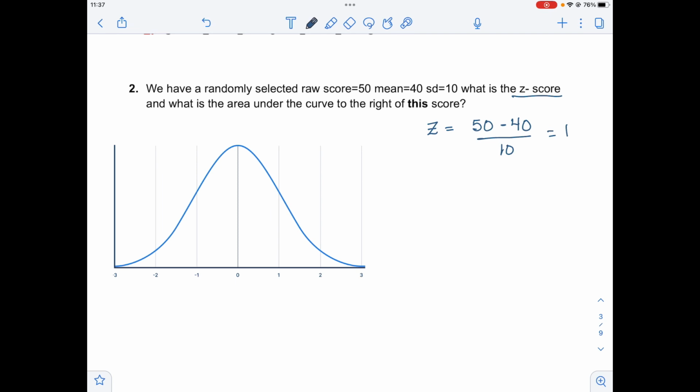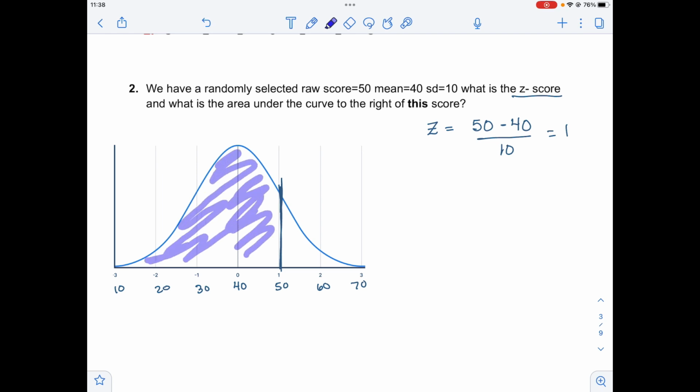Then when we look at our table, we can think about this. If our mean here is 40, and every standard deviation goes up by 10, that's 50, 60, 70, and 30, 20, and 10, and we fall right here. When we use our table, it's going to tell us all the area to the left, so it's actually going to tell us what percentile this is. But the problem wants to know the area to the right of the score, so the problem actually wants to know what this percentage is.